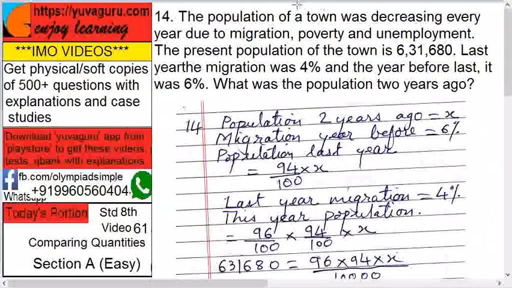Next. The population of a town was decreasing every year due to migration, poverty and unemployment. The present population of the town was 631,680, means 6,31,680, or in US system you can call it 631,680, right? Last year the migration was 4% and the year before last it was 6%. What was the population 2 years ago?